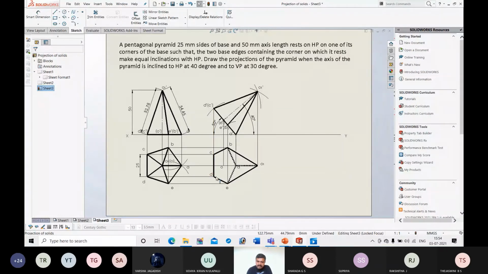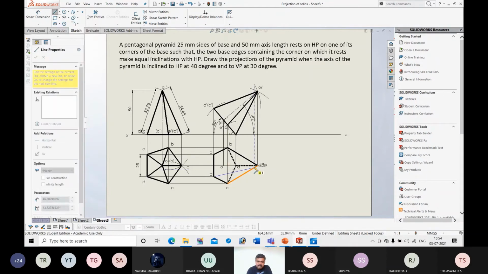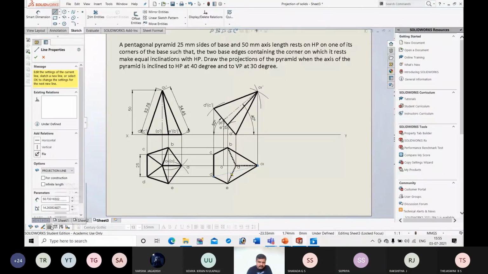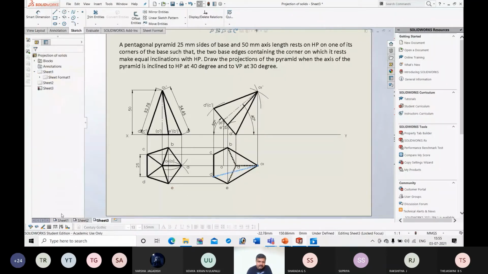So if this is connected by two continuous lines, one more line which I am going to draw should also be a continuous one, and it should not cross one more continuous line. But now it is crossing a discontinuous line, that is possible. So here it is crossing a discontinuous line, so this is possible. So I will draw it as a continuous line.